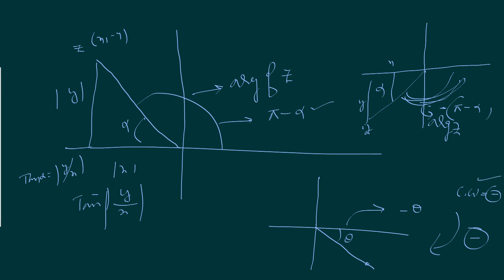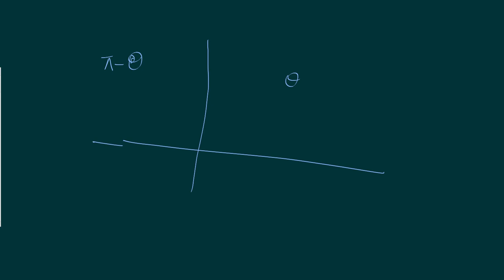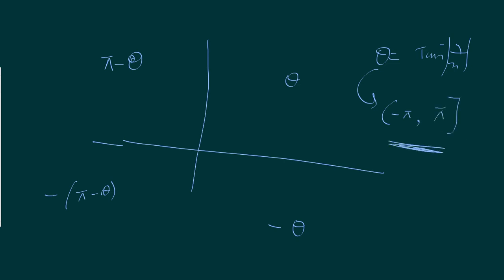Clear? In short, how we represent it: suppose the point lies in the first quadrant, theta; in the second quadrant, argument of z is pi minus theta. Write the negative here, write the negative here. Where theta is tan inverse of y by x, which always lies between the open bracket and close bracket. Remember this, very important. Let's see one example.